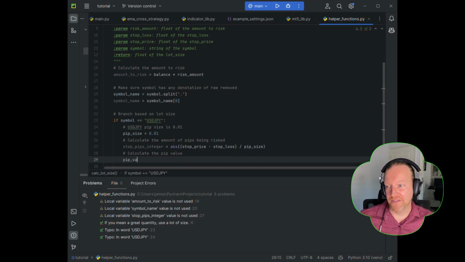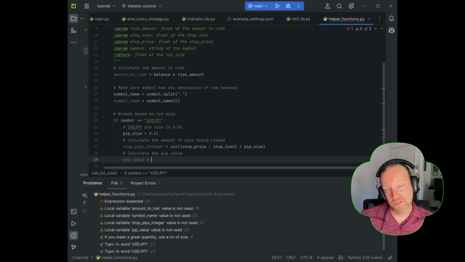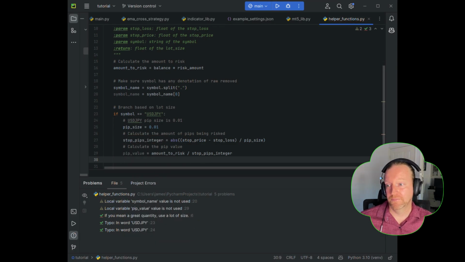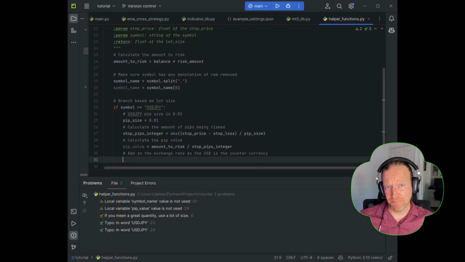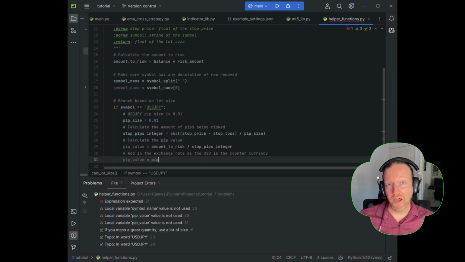Then we go ahead and we calculate the pip value, which is the amount that we're risking divided by the number of pips that we're going to be risking against. And because we have the USD JPY as the countercurrency, we're going to go ahead and put in an exchange rate. Now, you could query your MT5 again and say, please give me the exchange rate for USD JPY. However, I believe that it's just as simple to use your current entry price for what you're trading. The reason for that is because when this trade is executed, if it is executed, that is literally defining the price that you want to enter at. So that is the exchange rate.